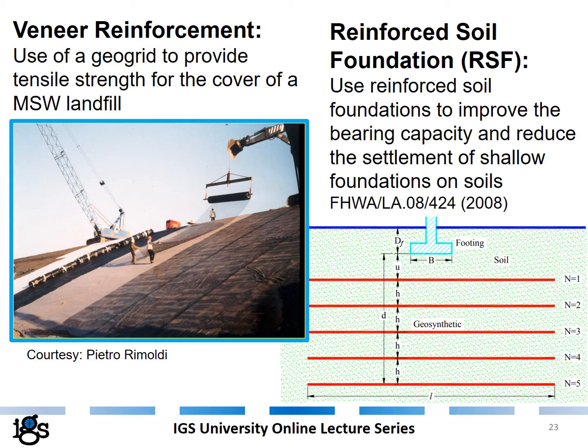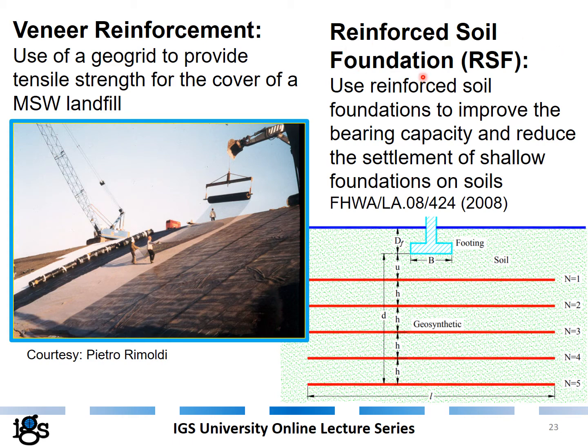One of them is the veneer reinforcement. Here in this picture, the geogrid is used to provide tensile strength for the cover of the municipal solid waste landfill. So the cover will be coming on this layer of geosynthetic reinforcement, but it's not stable by itself. So these geogrids with their tensile strength will help this stability.